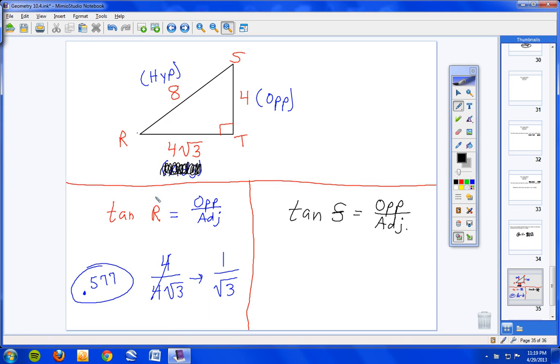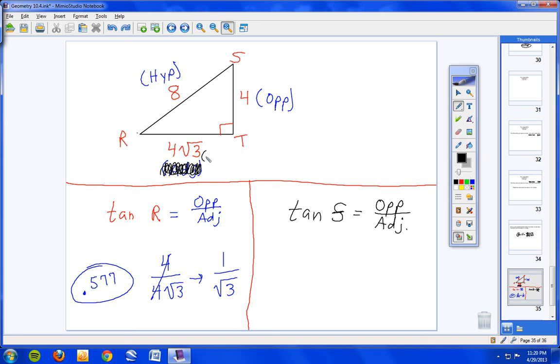When you switch angles, we're talking about angles now. When you switch angles, we went from angle R to angle S. Then some of your names are going to change here. So it really matters, students, what angle we're talking about. We're talking about the tangent of S. Okay, S. So I go up here to S and now go straight across.